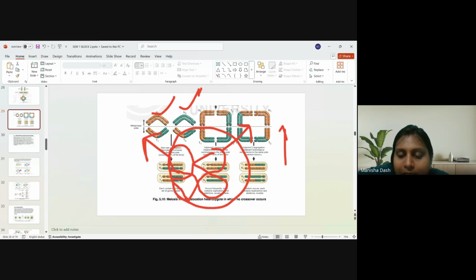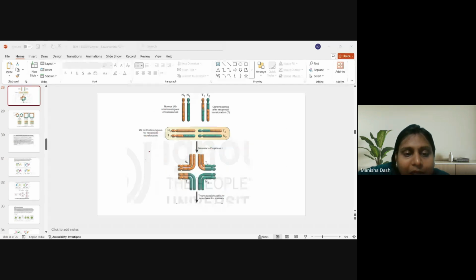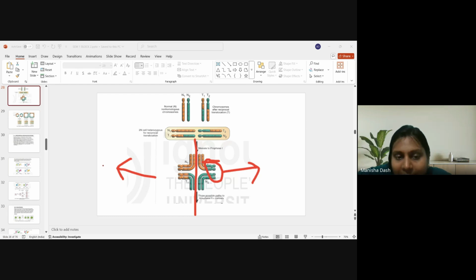What could be another way of separation? Another way could be like this, vertical separation. One pole will have this chromosome, the other pole will have these chromosomes. Here, this part is duplicated, and the other part is missing, half of the orange part is missing. Here the orange is duplicated but half of the green part is missing. So both are having abnormal chromosomes.